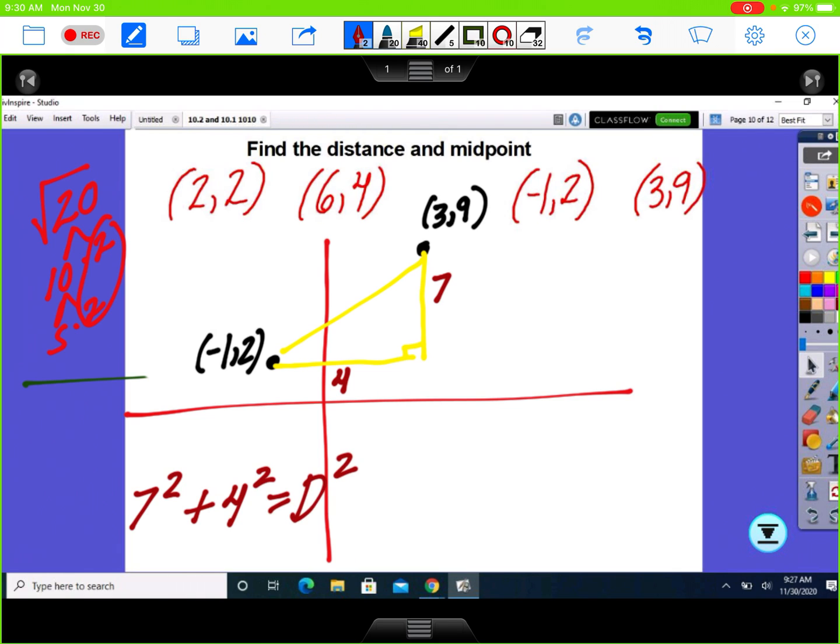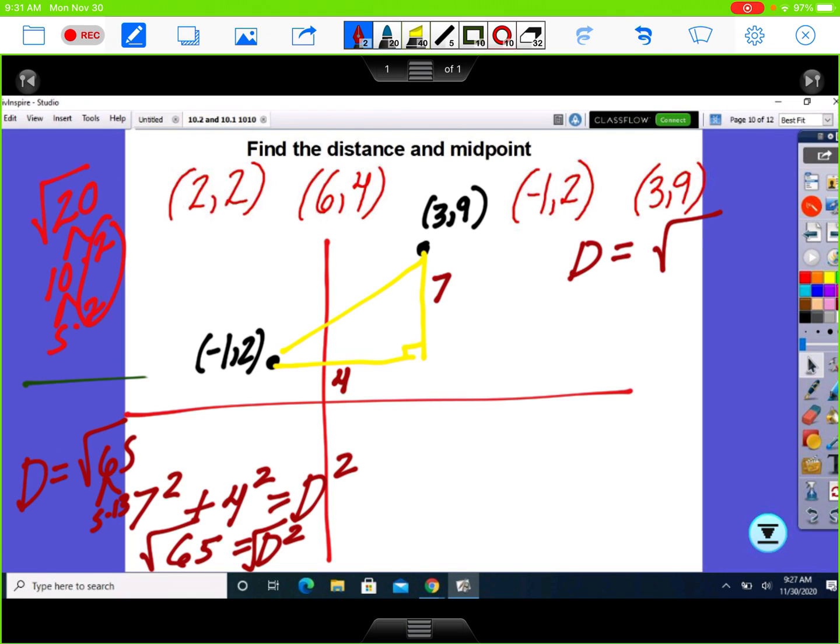So then you'd be doing 49 plus 16. 65 equals our distance squared. So then you would square root both sides. Our distance is equal to the square root of 65. So 65 breaks down into 5 times 13, which doesn't break down any further. So our distance is going to equal the square root of 65.